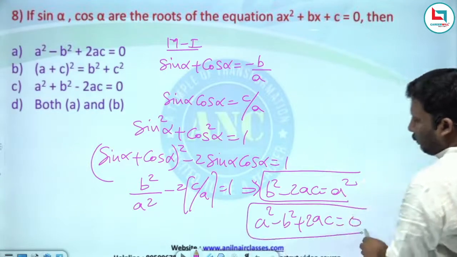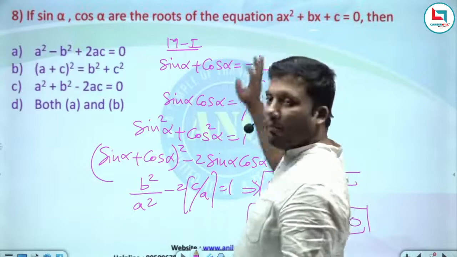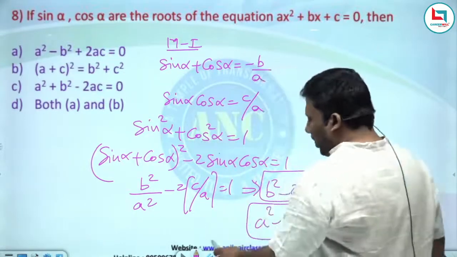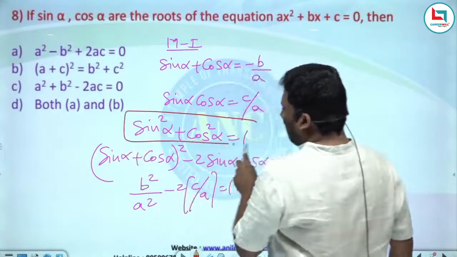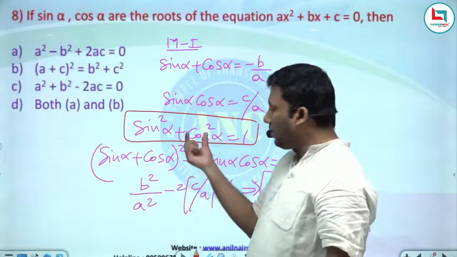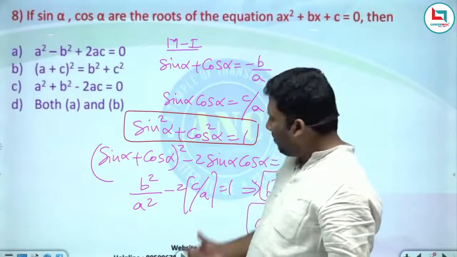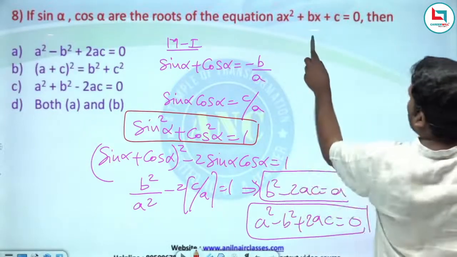Very, very simple substitution. Sum of the roots is given by minus b by a. Product of the roots is given by c by a. So we are using the identity sin square theta plus cos square theta equivalent to 1. Sin square theta plus cos square theta is sin alpha plus cos alpha whole square minus 2 sin alpha cos alpha. I hope the concept is clear.